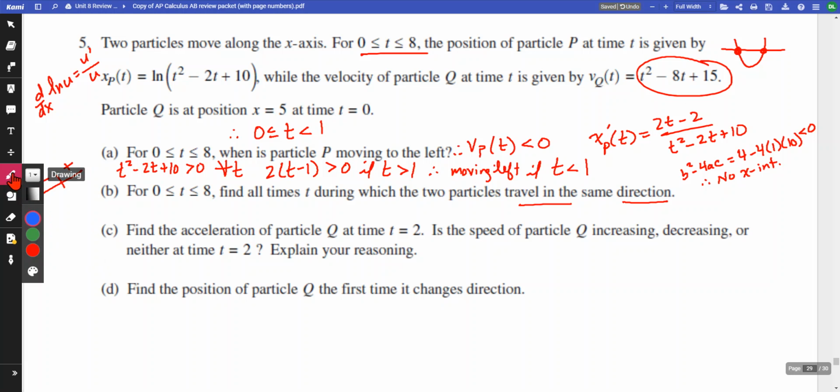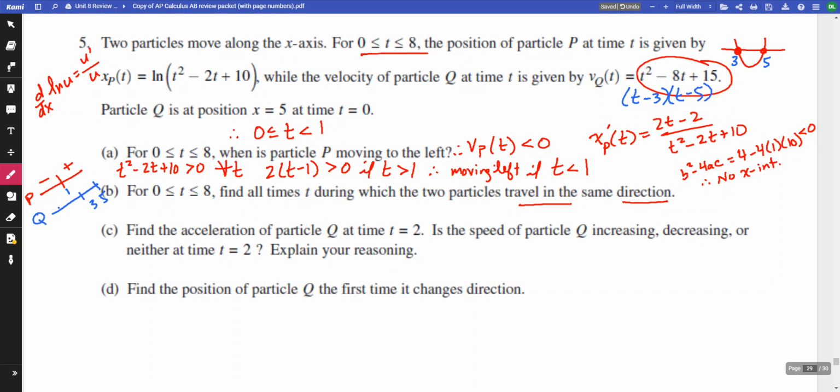Let's change the color to be able to see a little bit better. So this would be what we'd have. Two numbers that multiply to be 15 add to be negative 8. So t minus 3 and t minus 5. So that means that the left one is 3 and the right one is 5. So for particle Q, all right, so we know that that's 1. All right, and then we are at 3 and at 5 for particle Q.